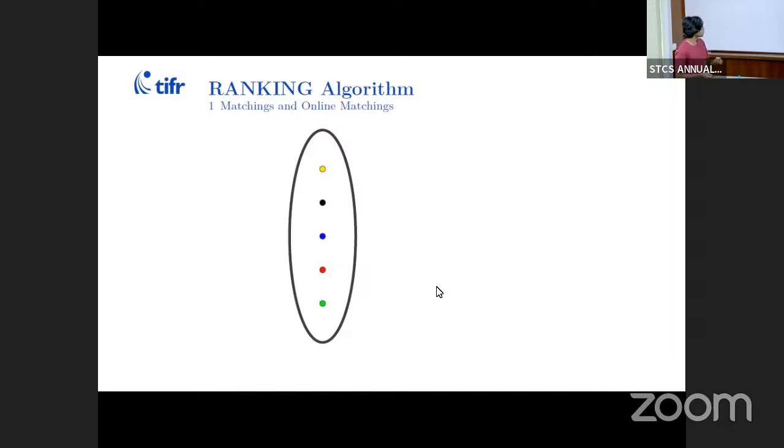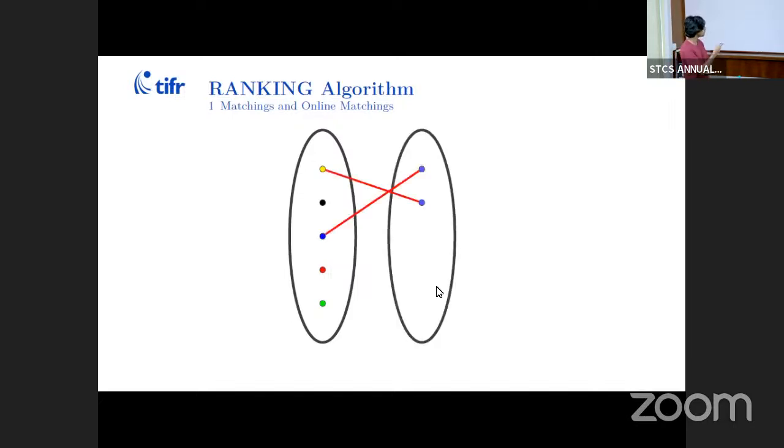Now, at any point, let's say we have some vertices which are matched using some edges, and an online vertex arrives. What the algorithm does is look at the neighborhood, find the topmost vertex which is unmatched, and match the arriving vertex to that. Topmost in the sense of the ranking that we did. However, this algorithm only works for unweighted edges.